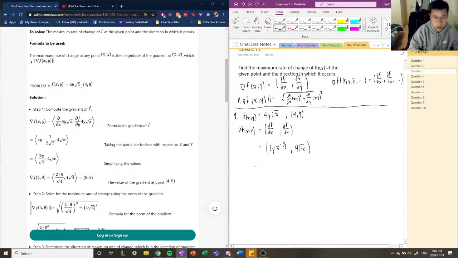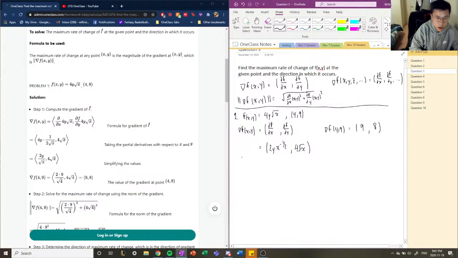All right. So now we're going to calculate the gradient at the given point 4, 9. Okay, so the gradient at 4, 9, what would that be? That would be 2 times 9, that's 18, divided by root 4, which is 2, so that's 9. Okay, and the y value would be 8, because it's 4 times root of 4. Root of 4 is 2, so 4 times 2 is 8. Okay, so this is our gradient at 4, 9: 9 and 8.